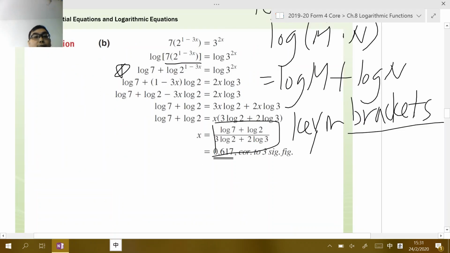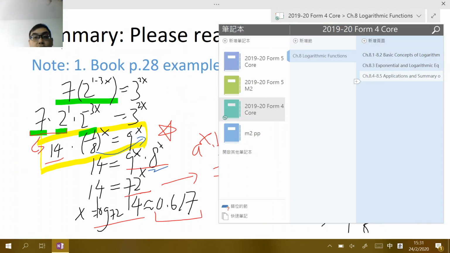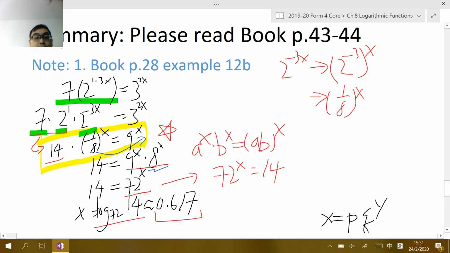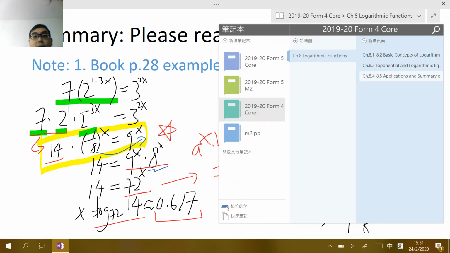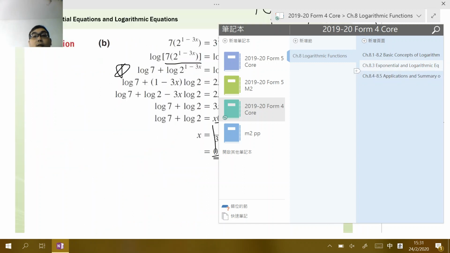This one you may have to write so many long steps. For this method, you can write things in a simpler way. And also you can see the answer can be very simple, like only log base 72 of 14. But you may ask, oh Mr. Wong, what is the difference between this and this? Actually, I would like to say they're the same.